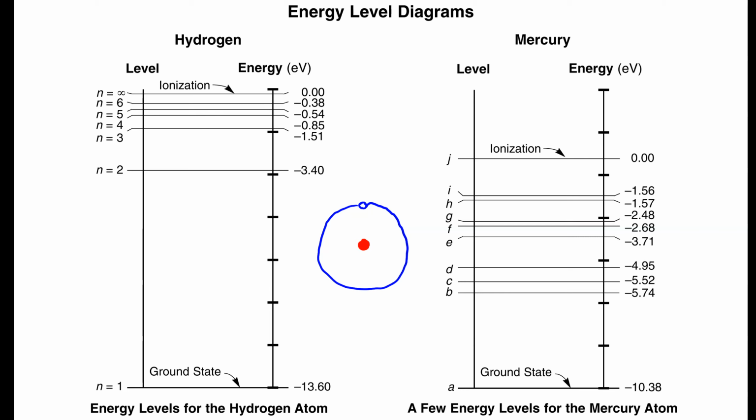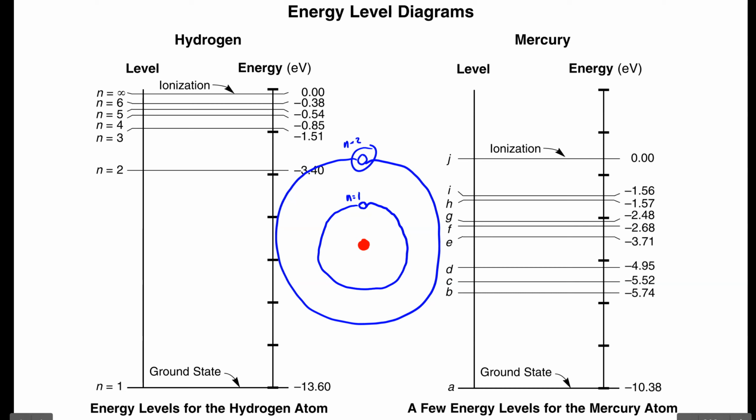So there's the ground state here. This is n equals 1, and that's the lowest amount of energy that the electron could have. Well, if the electron gains energy, it jumps up to this next level, n equals 2. And if the electron started in n equals 2 and then dropped down here, then it lost energy. So this is a higher energy level, and the ground state is a lower energy level.